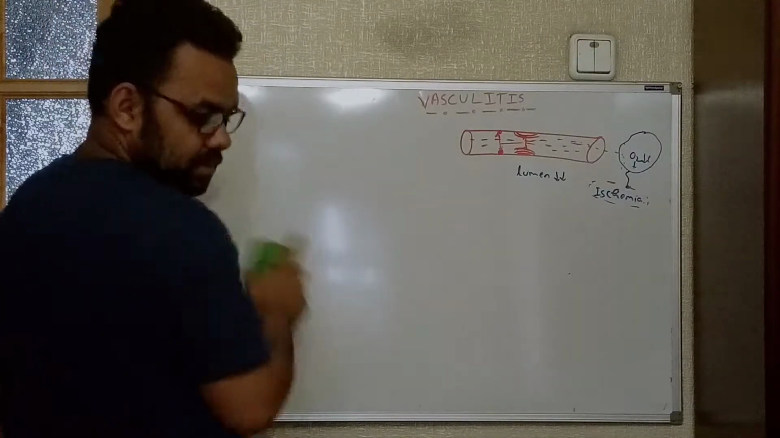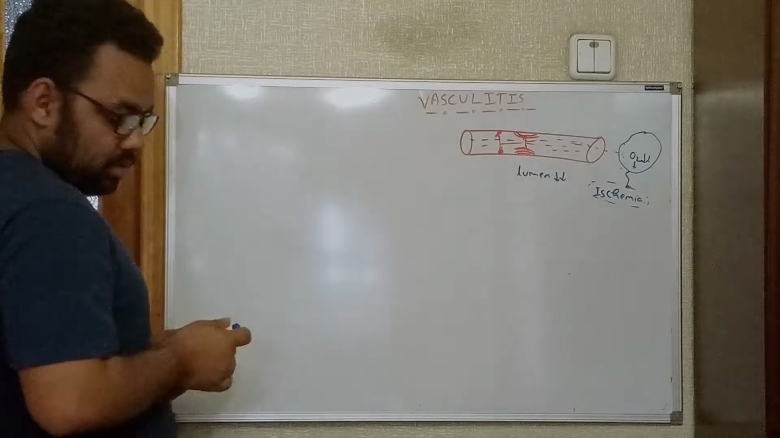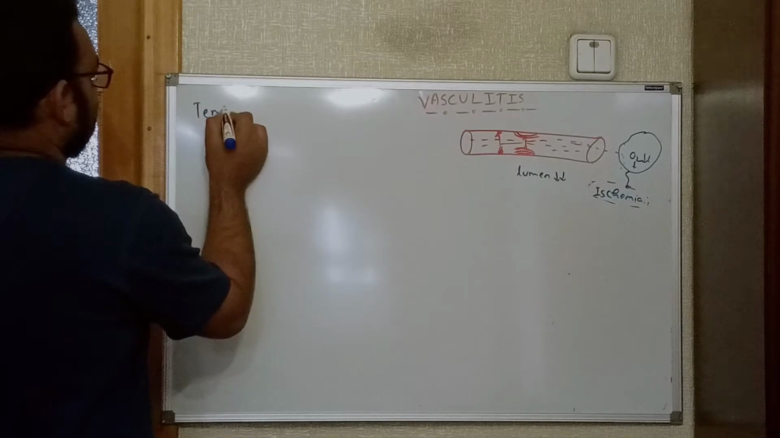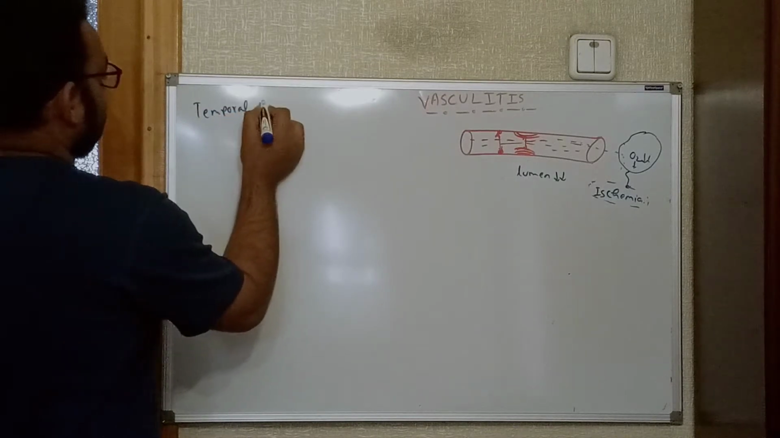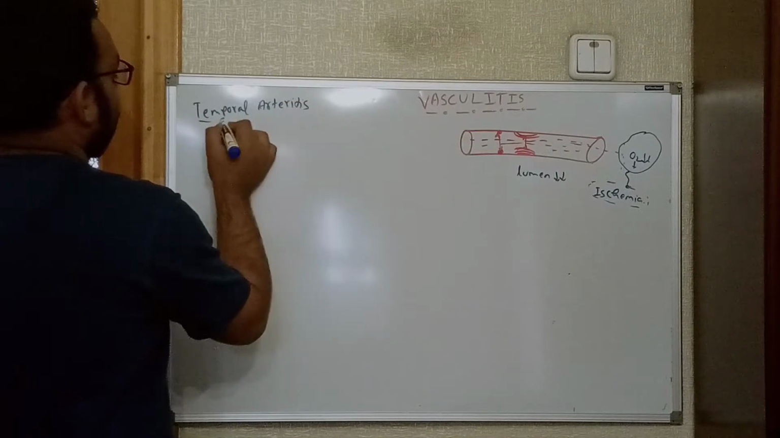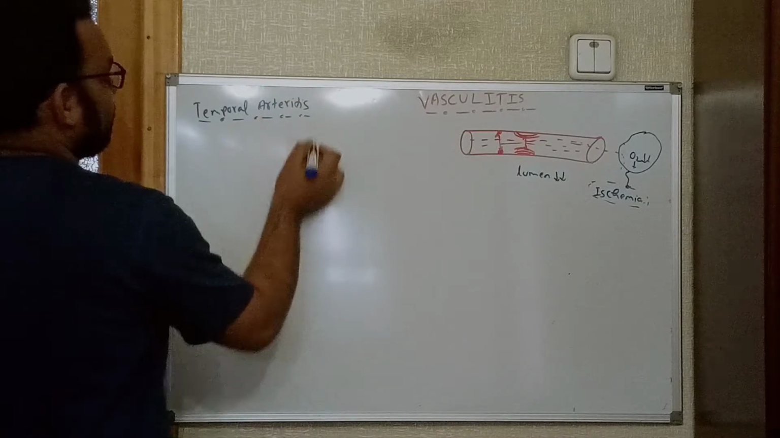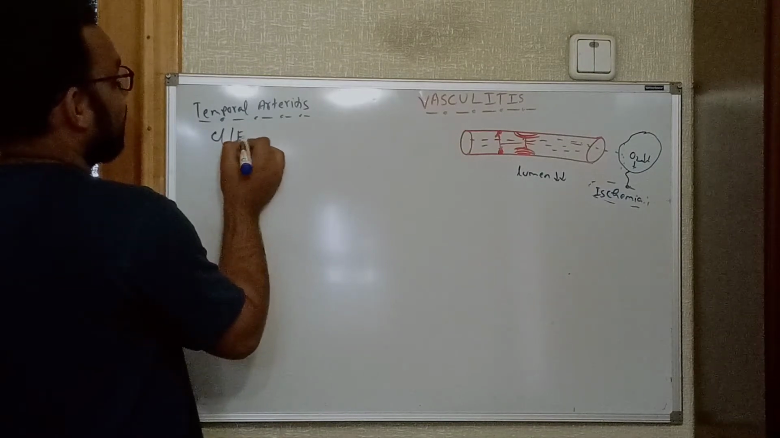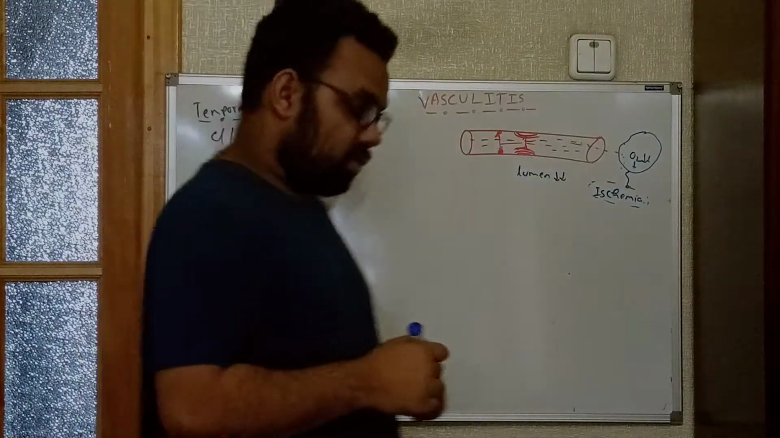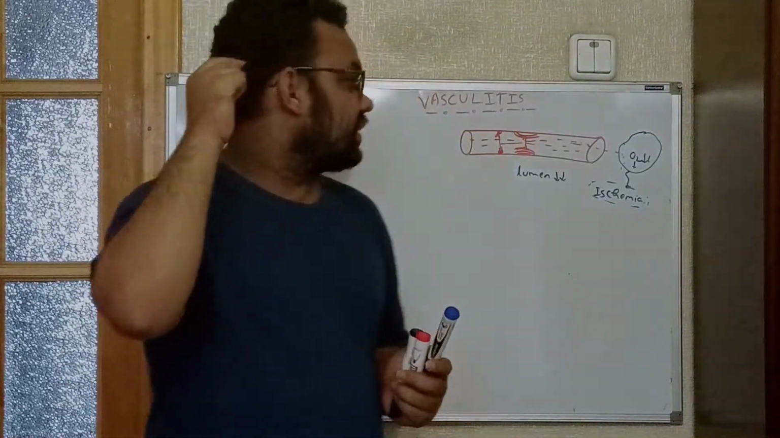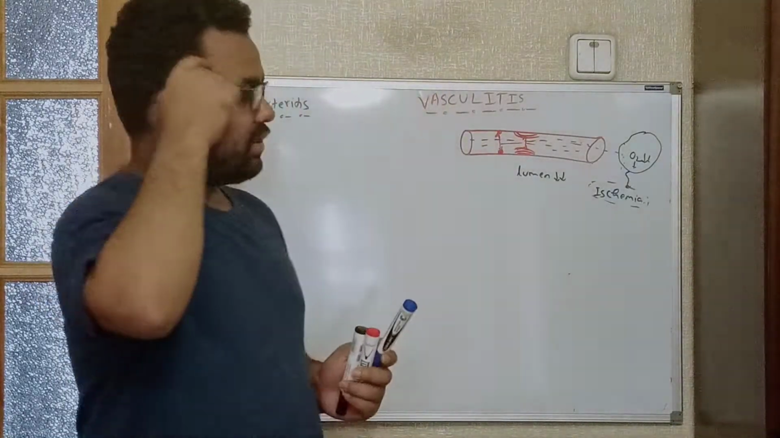Okay, let me erase this part also. Now I'll talk about the temporal arteritis first. Now, if we see the temporal arteritis, whatever clinical manifestations you can see will be localized. As we know, the temporal artery is localized only in these regions, so whatever symptoms we get will be localized within these portions.